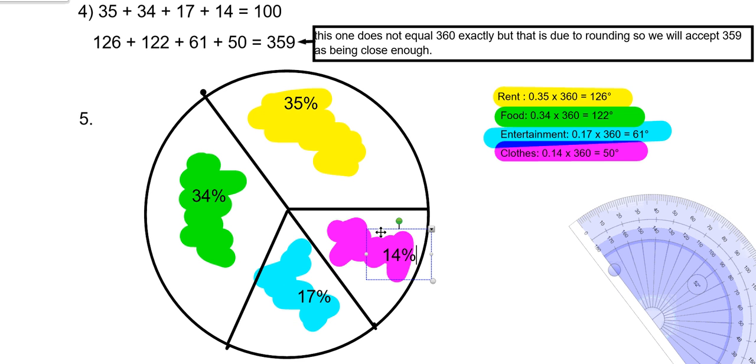Now, because we've labeled them and color-coded them, it's easy to know which one is which. Sometimes you're going to be given a question where it gives you this information and wants you to figure out other information. You just reverse the steps.